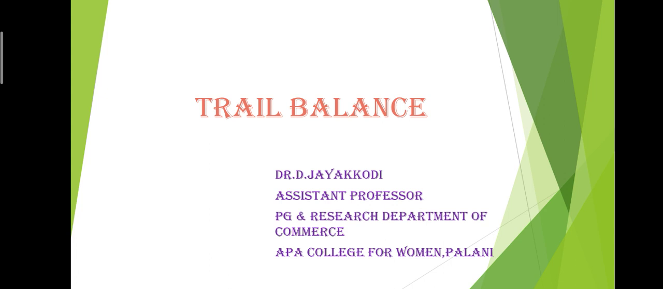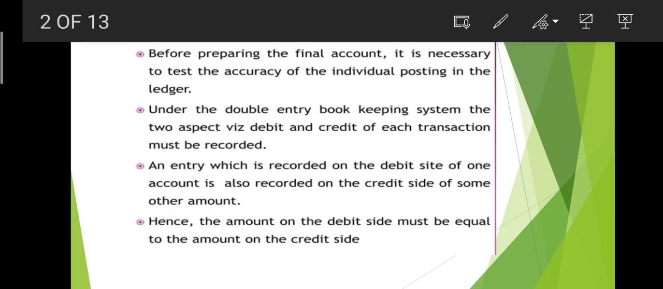Let me discuss today about the trial balance. In financial accounting, we have seen the process of accounting. First, we will write journal entries, then we will transfer this into ledger. After ledger, we go to the trial balance. Before preparing the final account, it is necessary to test the accuracy of the individual postings in the ledger.